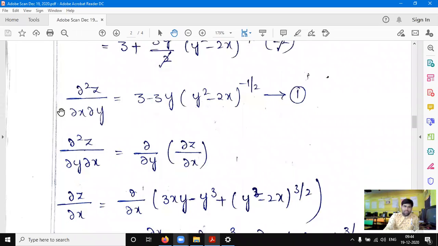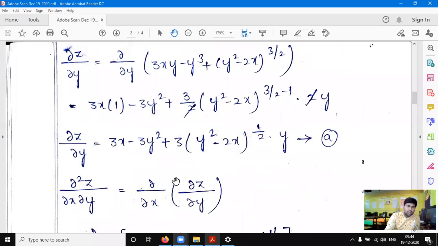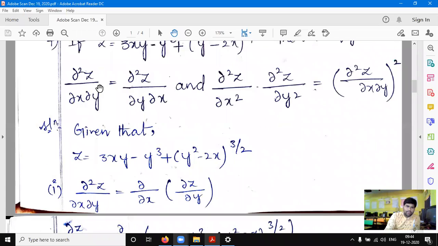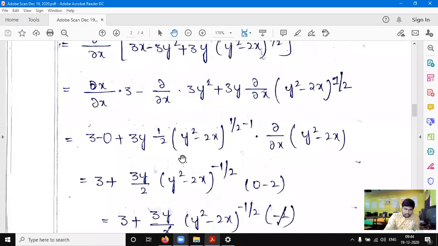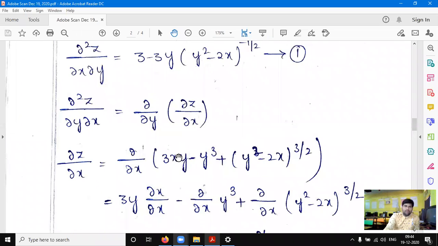So this is dou square z by dou x dou y. We have completed up to here, this term only. Next, how to do this one? See, dou square z by dou y dou x is equal to dou by dou y into dou z by dou x.